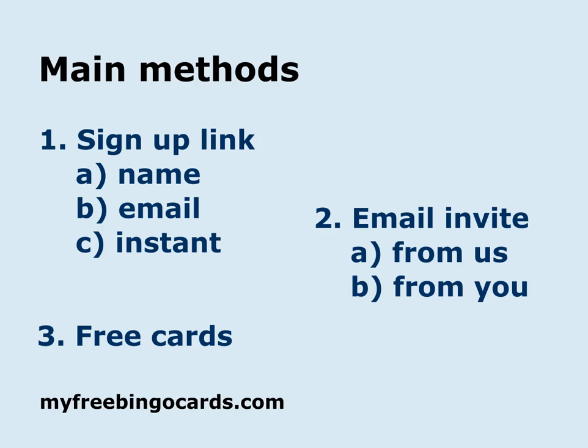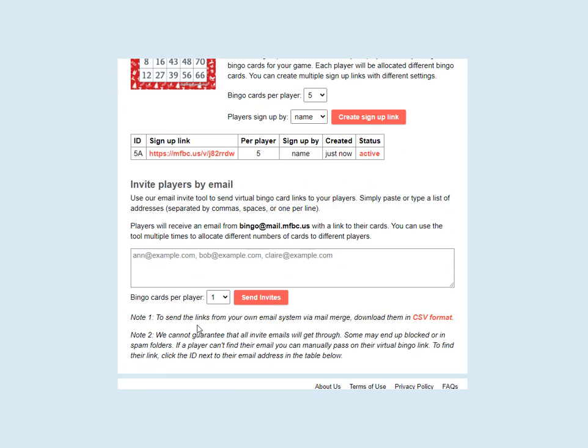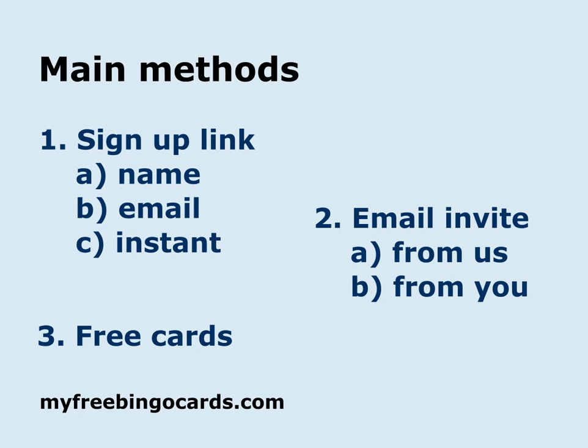The second method is by email invite. There are two ways to do this, either using our email invite system where you paste in a load of email addresses and allocate bingo cards to people and send them invites, or you can do this yourself using mail merge if you know how to do that.